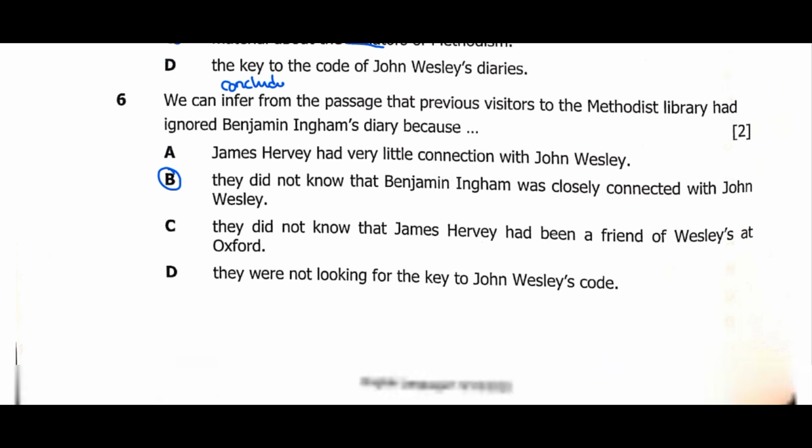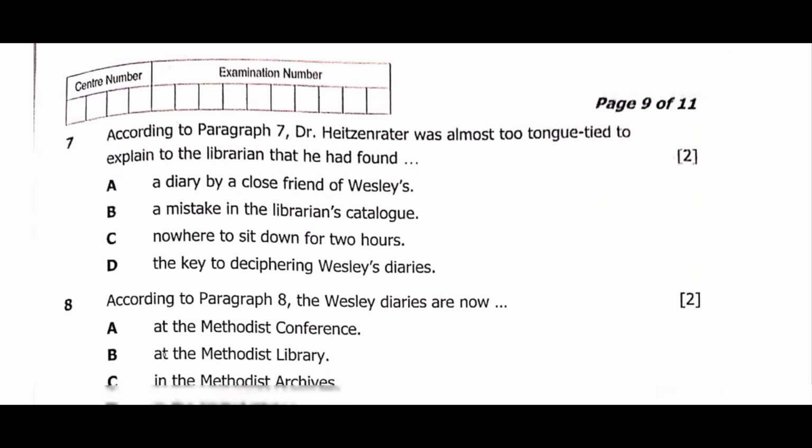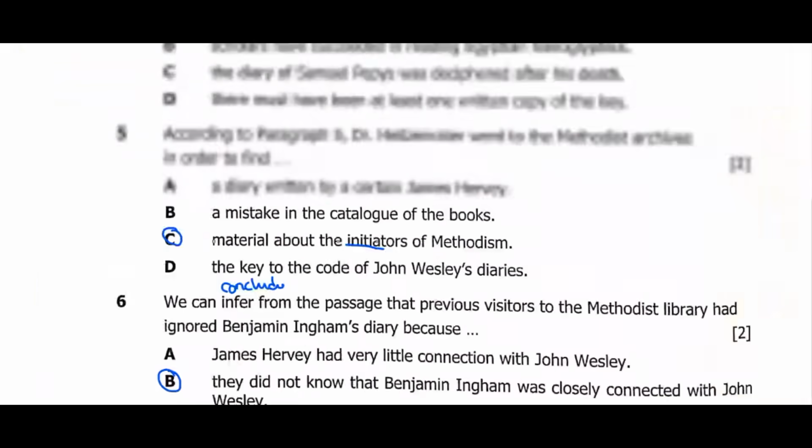Okay, so now let's move on to 7. According to paragraph 7, Dr. Henrietta was almost too tongue-tied to explain to the librarian what he had found. So A, a diary by a close friend of Wesley; B, a mistake in the librarian's catalogue; C, nowhere to sit down for 2 hours; D, the key to deciphering Wesley's diary. So let's look at paragraph 7.